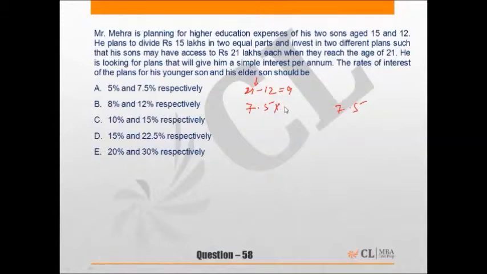So if the rate of interest is A, then the interest that we need should be 7.5 into rate of interest, that is A in this case, into 9 upon 100, and it has to be equal to 21 minus 7.5. From here we get A as 20%. Proceeding in a similar manner, we'll get the required rate of interest for the older son as 30%. Therefore, option E is the correct answer.